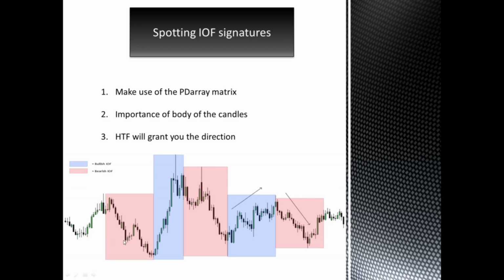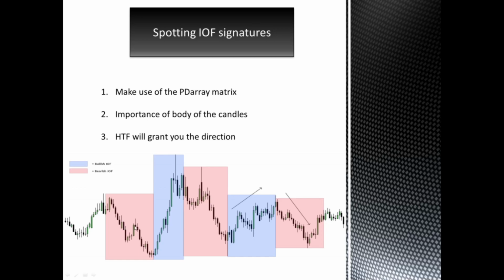But where is it retracing into? This bearish order block, right? Now the wicks are exceeding the body, right? But look at point 2, the importance of the bodies of the candles. This body is still closing inside this bearish order block.